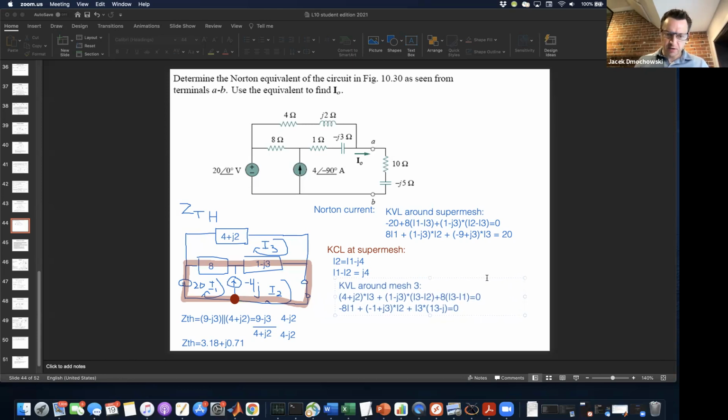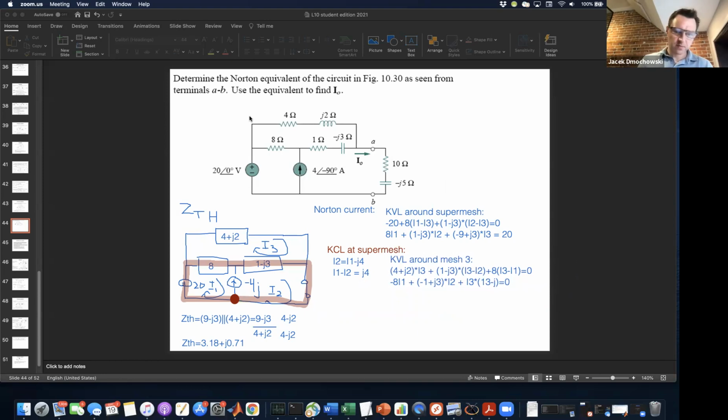And so when you solve those 3 simultaneously, you obtain a value for I2 of 8.39 angle negative 32.68. And I2 corresponds to IN. That's important. So I2 is equal to IN, because this current here, the short circuit current between A and B, matches exactly with I2.